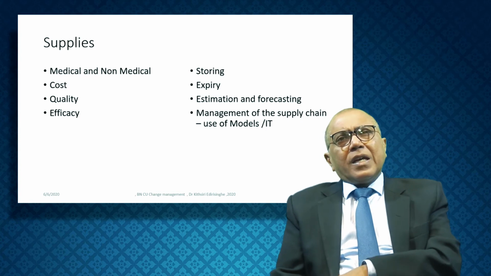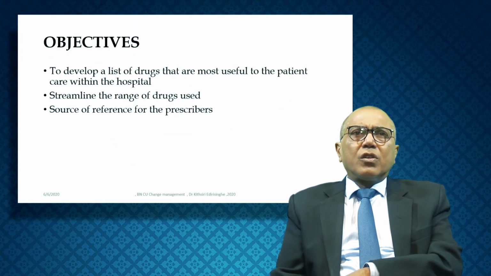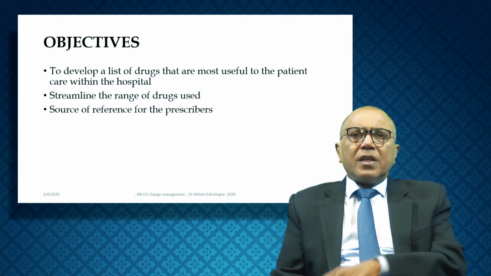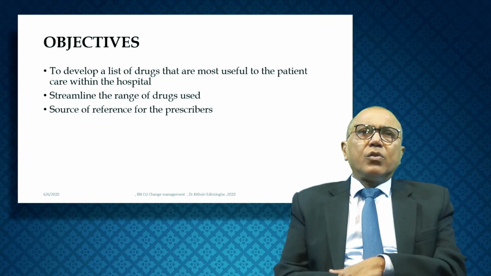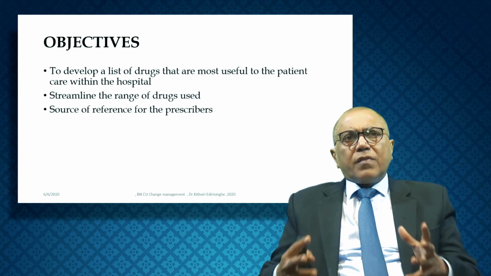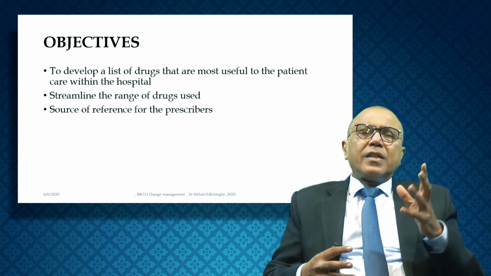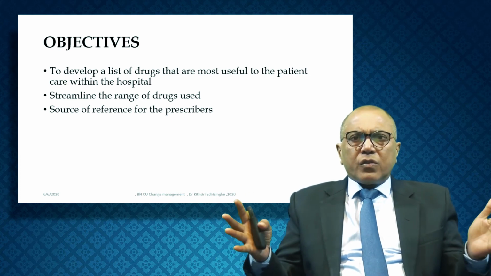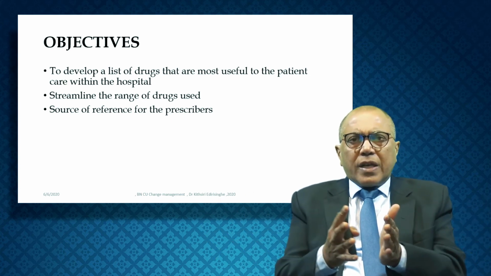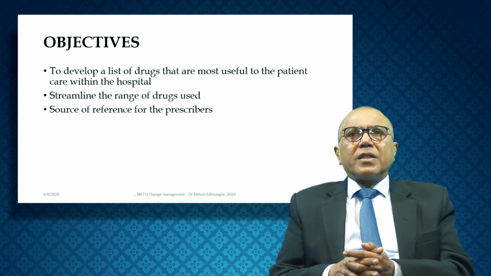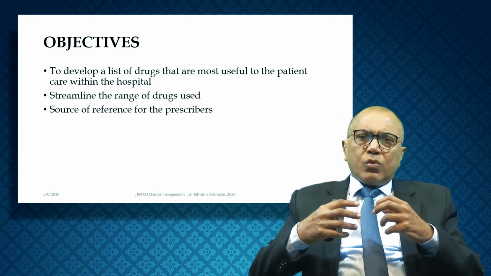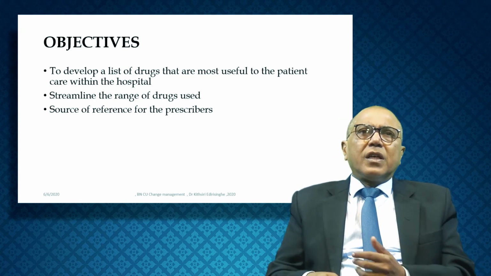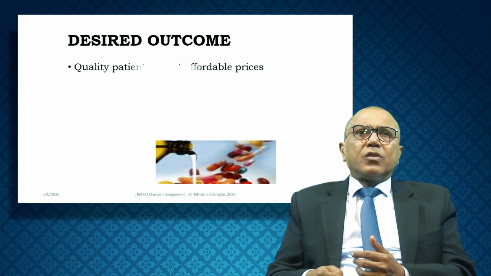And then, if your best is to develop a formulary in a hospital, a list of drugs, right? What we do is, once you have a list of drugs called a formulary, that gives a reference to prescribers. It also streamlines the range of drugs. You can just have 1,000 drugs, or about 500, 600 drugs, and then you only store the drugs which are useful, right? So these are the things.